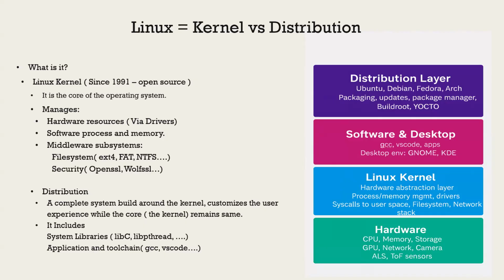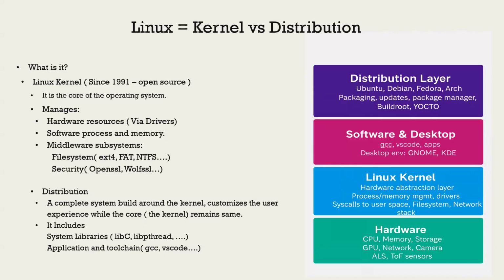Apart from this, it's managing the middleware as well. Middleware consists of file systems. Especially for Linux, it supports many different types of file systems, more than Windows, because it has its own file system. Plus, it supports Windows file systems as well, like FAT32, FAT16, and NTFS, and Linux file systems like ext4, ext3, as well as security features like cryptography using OpenSSL, WolfSSL.